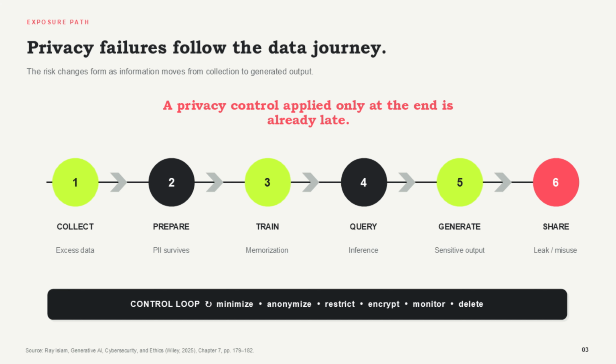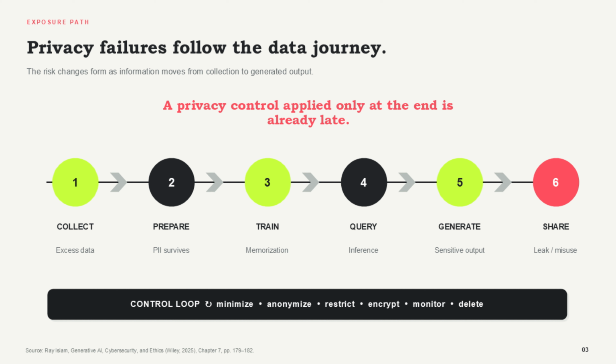At query time, carefully designed prompts or attacks may infer whether a person was included in the training set or reconstruct private attributes. Then comes generation. An output may repeat, infer, or convincingly fabricate personal information. Finally, when outputs are shared or retained, the exposure can spread far beyond the original purpose.